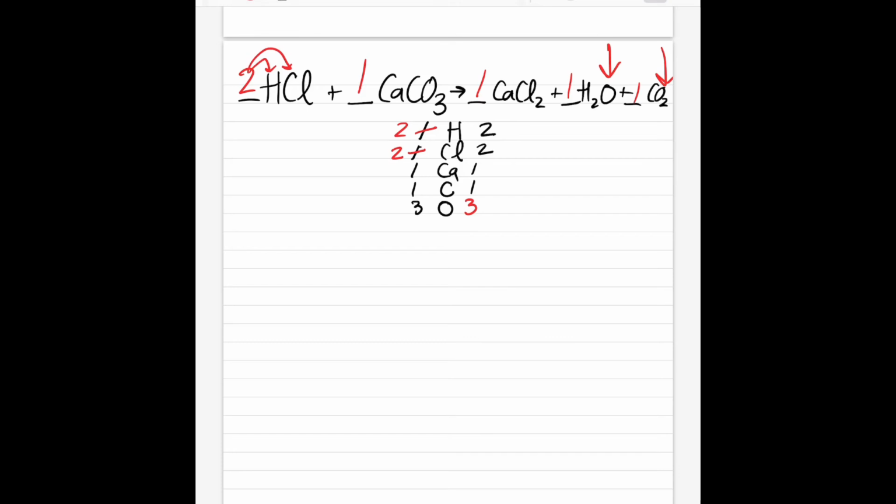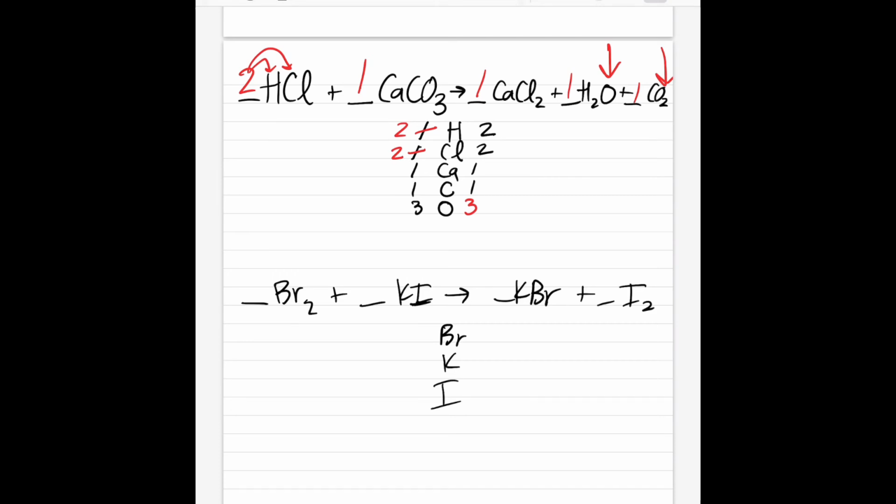Okay, the last one that I'm going to show you today, I'm going to actually do one more just so I can show you that trick I was talking about earlier. Let's see, we've got Br2 plus KI yields KBr plus I2. Okay, so list everything you see. We have bromine, we have potassium, we have iodine.